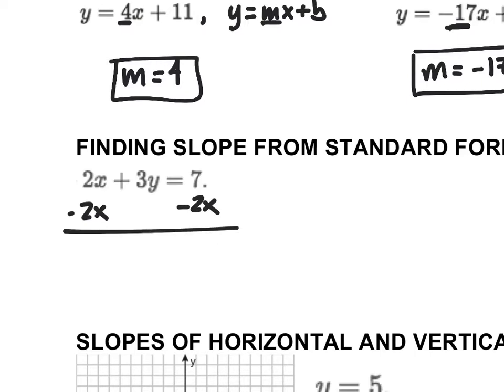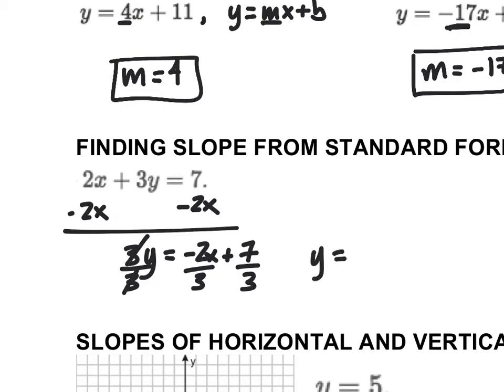Okay, my next step of the equation is going to be 3y is equal to negative 2x plus 7. Then, to get y by itself, I'd want to divide everything by 3. So I'm going to divide this by 3, this by 3, and this by 3. These 3's divide out, and I get y is equal to negative 2/3 x plus 7/3.